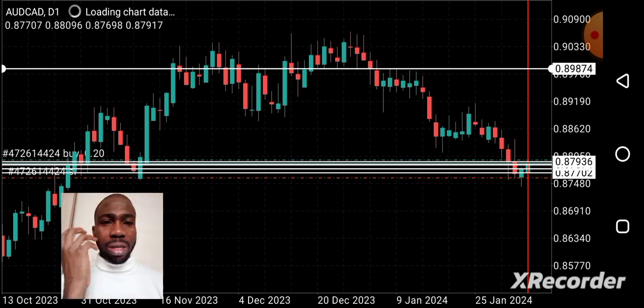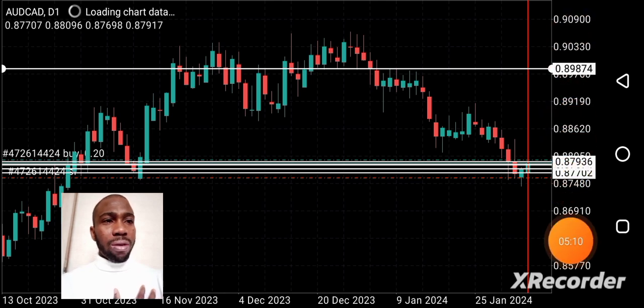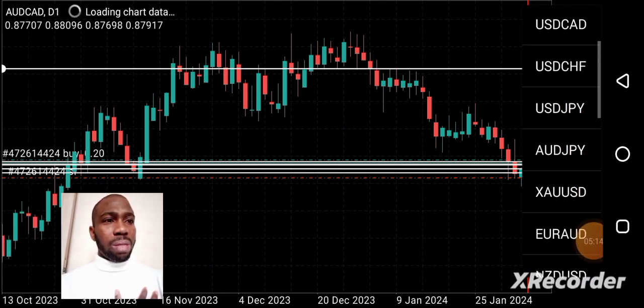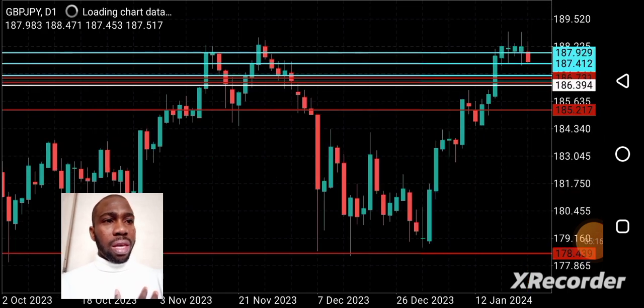Okay, I'm expecting a bearish move on GBP/JPY. I'm still waiting for a pullback on GBP/JPY. Okay, I'm expecting a pullback on GBP/JPY.